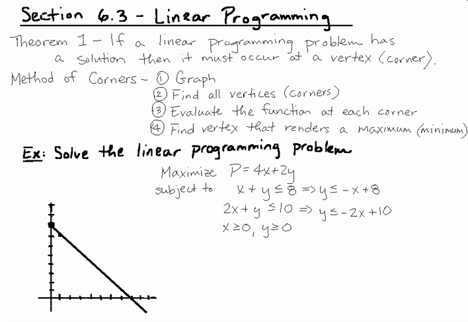And then we'll do the same thing for y less than or equal to negative 2x plus 10. Crosses the y-axis at 10. This time we're going to go down 2 and to the right 1.